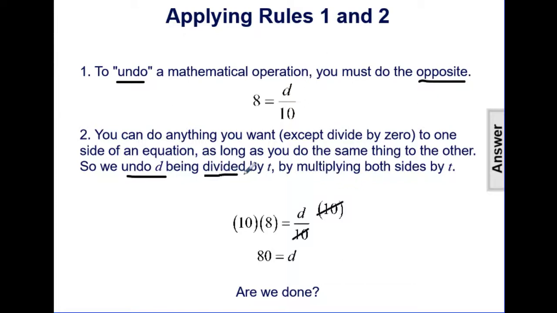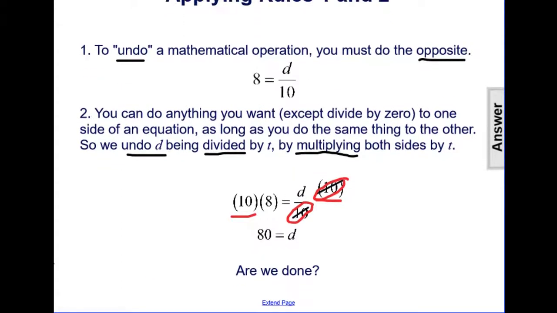So here our operation is divide, so our inverse or our opposite would be to multiply. So here is where we're multiplying both sides by 10, which as you can see here is undoing or crossing out the 10s, leaving us with 80 equals d. Are we done now solving for our variable? Think about our 4 rules. Think about what our goal is when we want to solve.